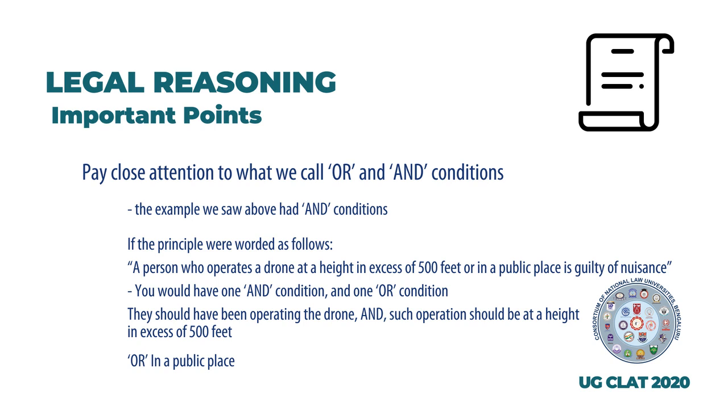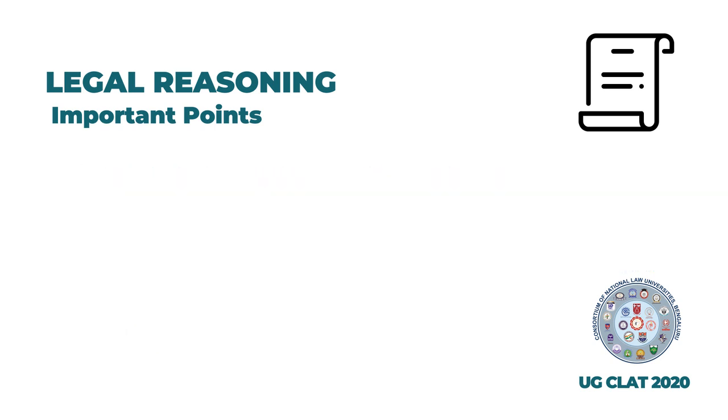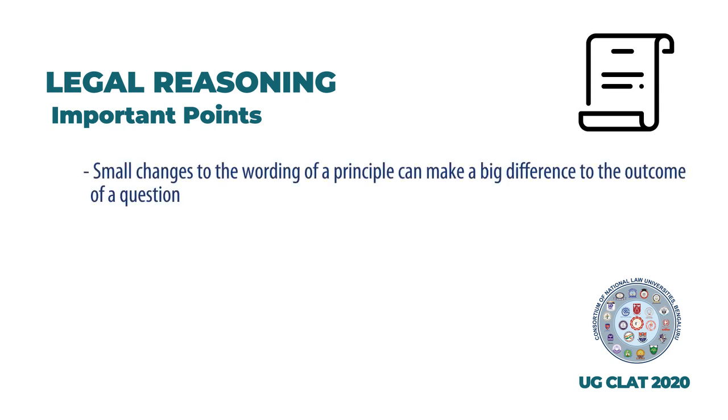These small changes would result in a big change in the outcome. In the first case, a person operating a drone at a height of 300 feet in a public place would not have been guilty of nuisance, but in the second case, that person would have been guilty of nuisance. As you can see from the above, small changes to the wording of a principle can make a big difference to the outcome of a question. Similarly, small tweaks to the facts can also have a big impact on the outcome of a question.